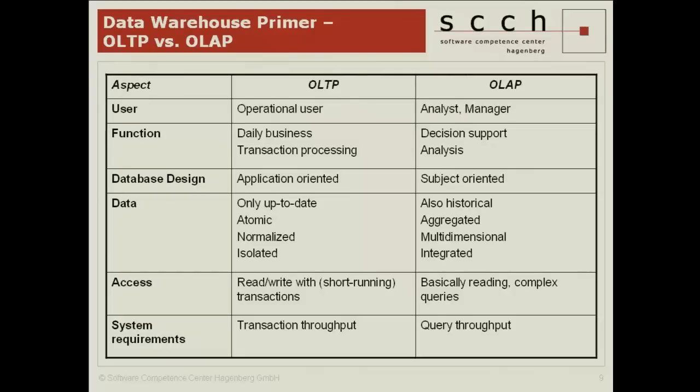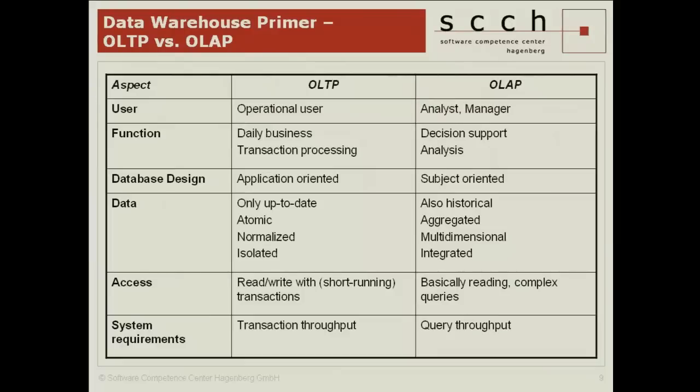A transactional system compared to an analysis system differs in a few aspects. In a transactional system, usually operational users are working with it. It's the classical daily business, transaction processing, entering data via our application. The database design is application oriented, so just normal relational modeling, what you're used to. We have only up-to-date information, so usually no historical data. Data is atomic, normalized, and isolated. Access is characterized by short-running transactions, both read and write, and the system requirement is usually transaction throughput. So those are the things we usually have in a transactional system.